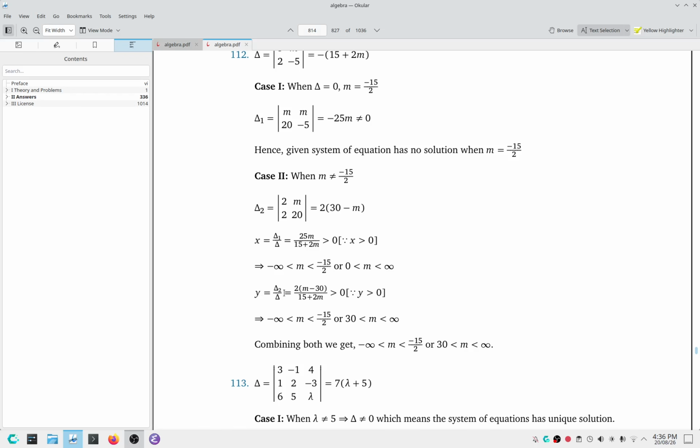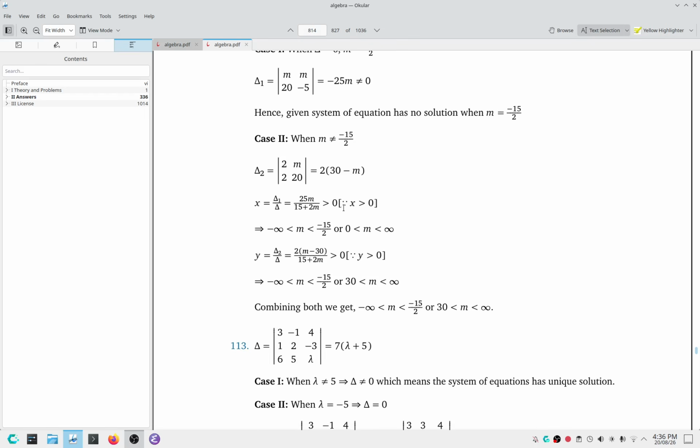So now y will be delta 2 upon delta, which will be greater than 0. So y is greater than 0. Okay, so this is for x greater than 0. Now from this we have that m lies between minus infinity and minus 15 by 2, and m lies between 30 and infinity. So combining both, we get that m should lie between minus infinity and minus 15 by 2, and 30 and infinity.